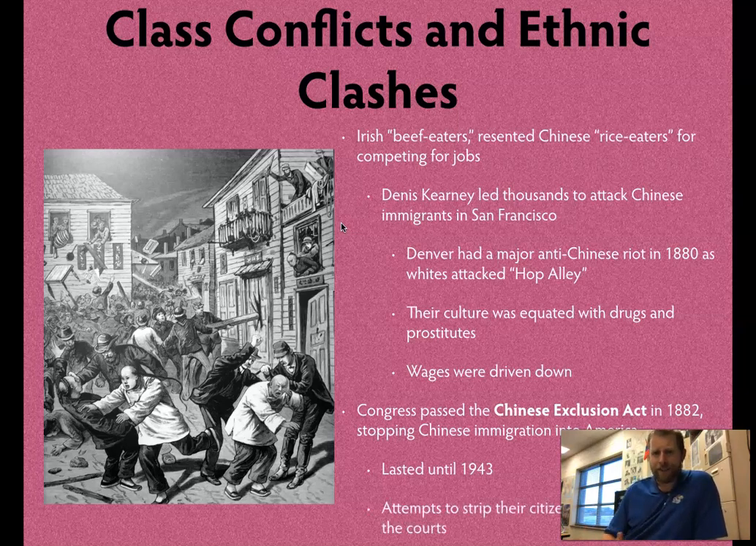There were even attempts to strip their citizenship away. They were thwarted in the courts. And so this is just a big, ugly issue that's going on across the United States in terms of immigrants and ethnicities, and it's an ugly era for race relations.